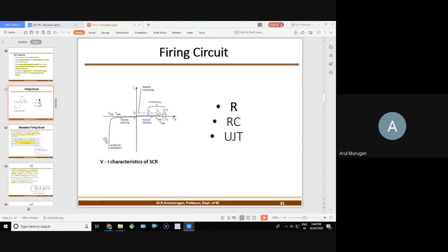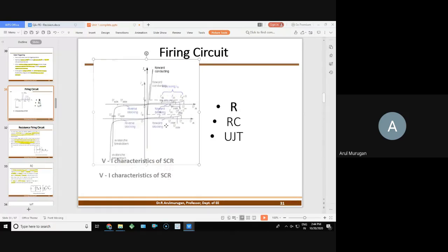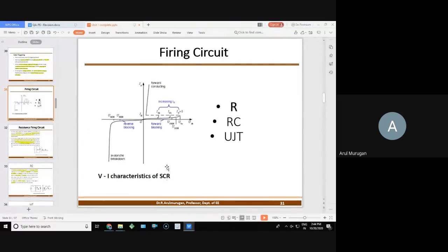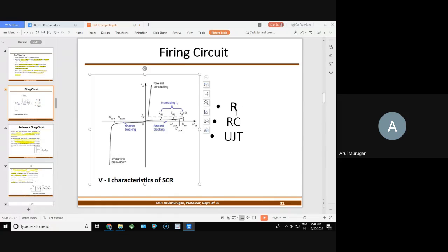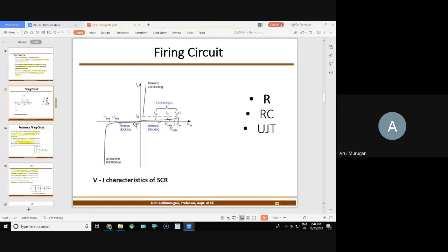Look at this curve, which is very important. This is called the static characteristics curve. In the curve, there are three different methods of triggering. Without applying the triggering, the SCR never turns on. 3.54 milliamperes is the minimum current required to turn it on. So let's apply 3.54 milliamperes. If you apply 3.54 milliamperes, what will happen?